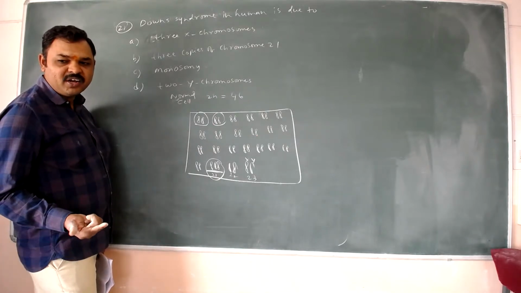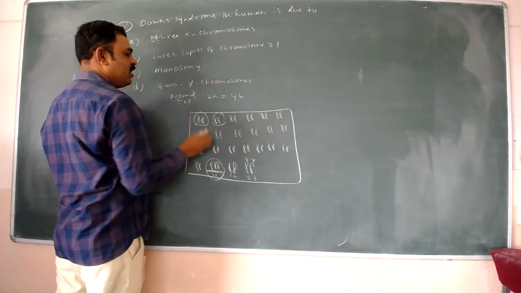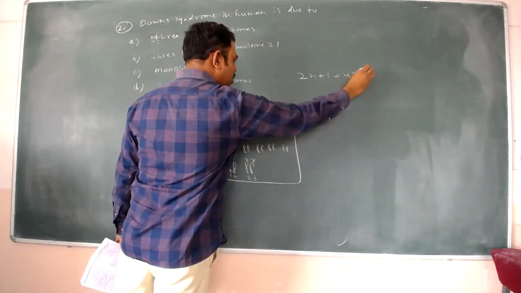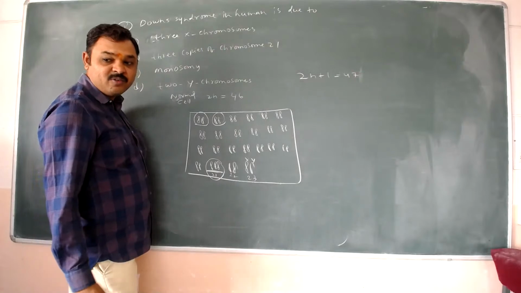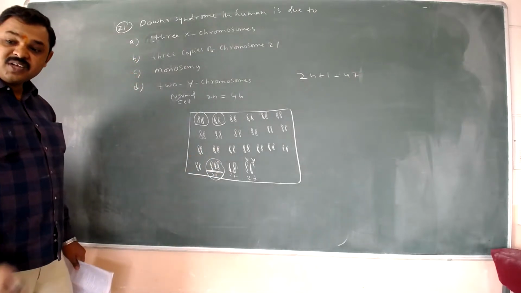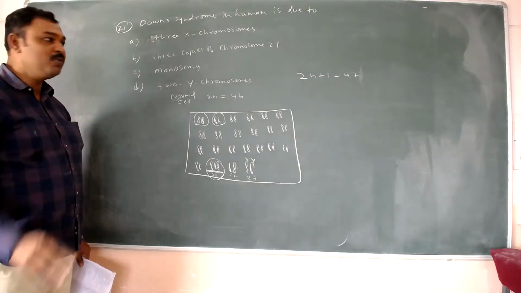But what is meant by Down syndrome? An abnormality, 2n plus 1. 2n plus 1 means 47 chromosomes. That means one extra chromosome is added, to the 21st chromosome set. In the 21st chromosome set there are a total of 3 chromosomes, because one extra chromosome is added.